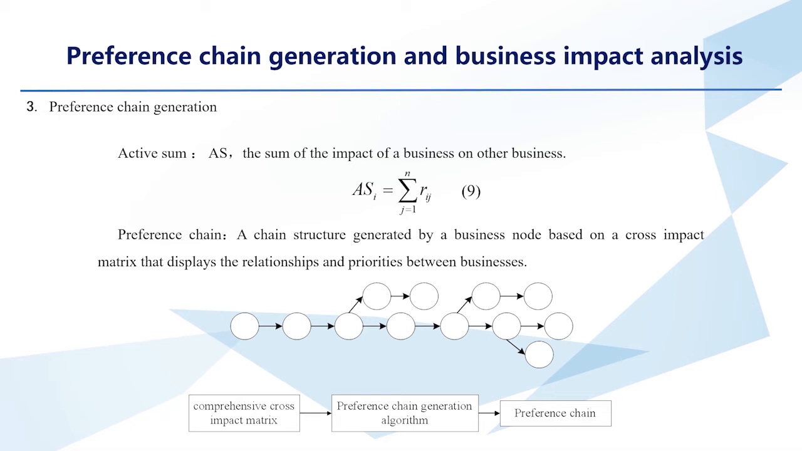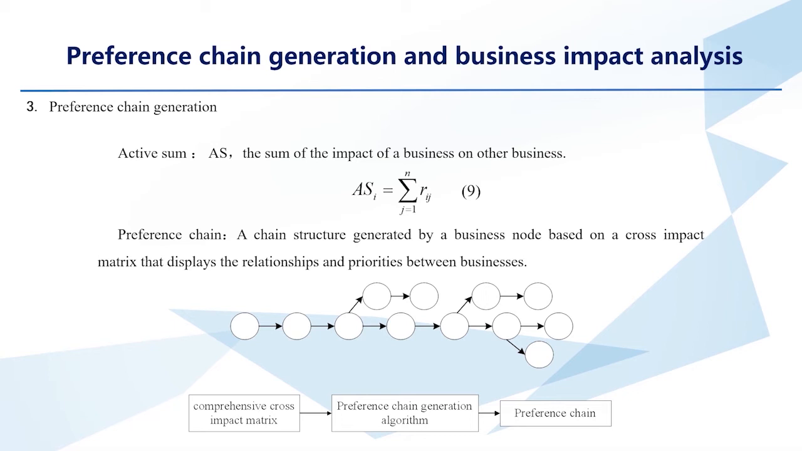When a business function is invalid or interrupted, the influence on the information system can be measured by analyzing the active sum changes of all business functions of the system. In the comprehensive cross-impact matrix R, each row of the matrix shows the impact degree of the business function on others. The sum of each row represents the active sum of each business.